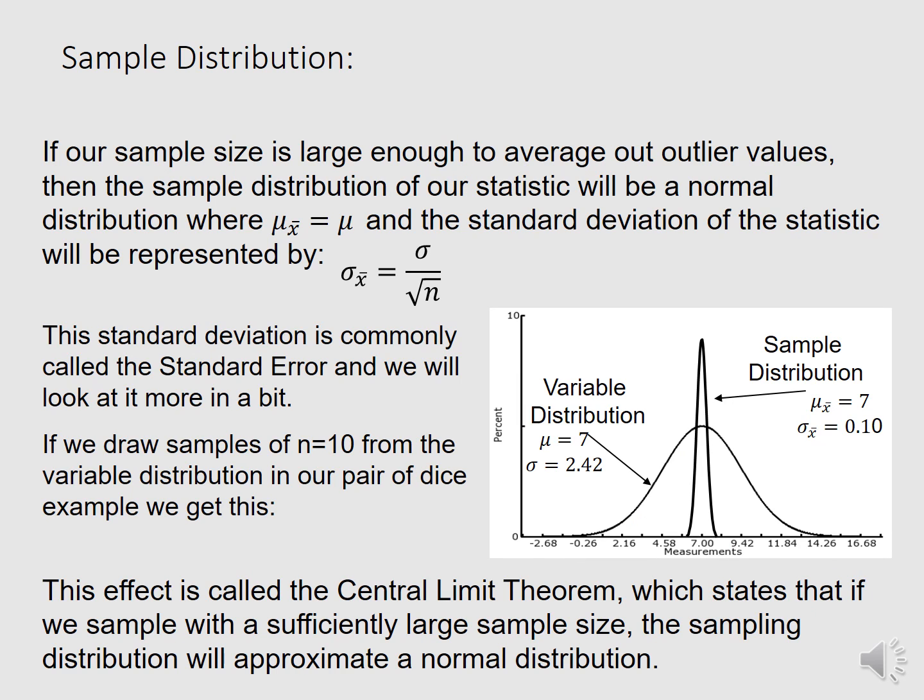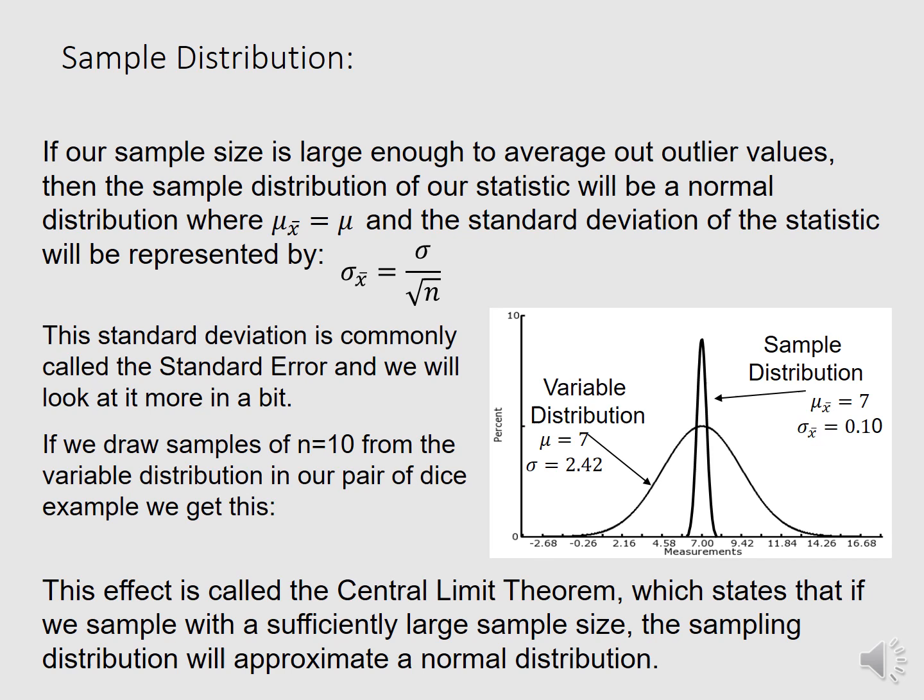Once we take a sample that is large enough to average out outlier values, the sample distribution of our statistic will be normally distributed, where the sample estimate of the population mean will be approximately the population mean, and the standard deviation of the statistic will be represented by the standard deviation divided by the square root of little n. More commonly, we call this standard deviation the standard error, which we will talk about in more detail next week.